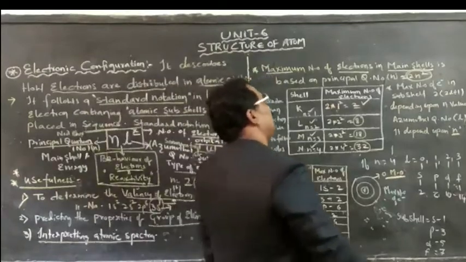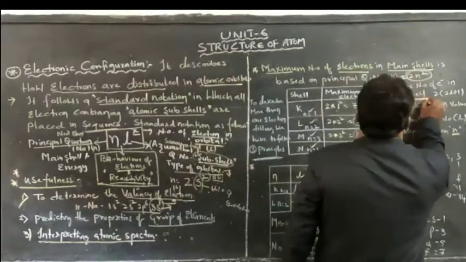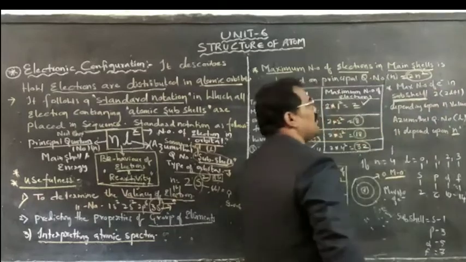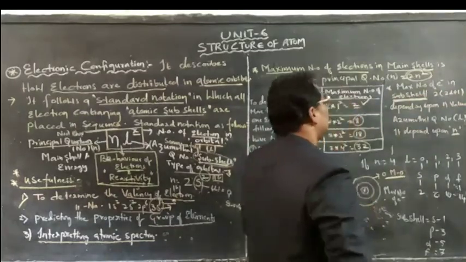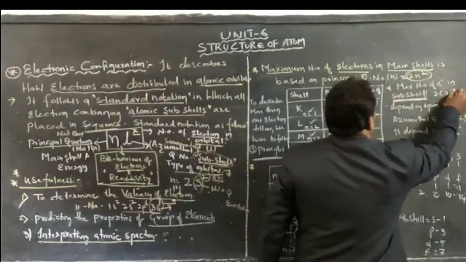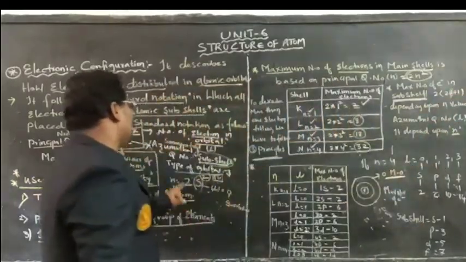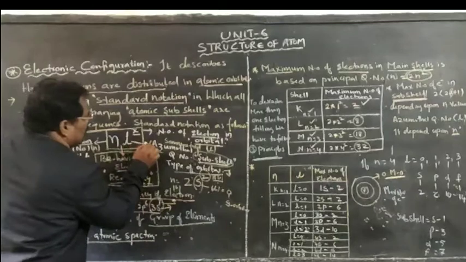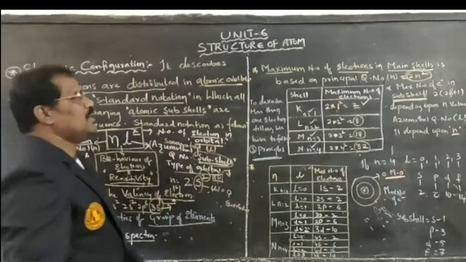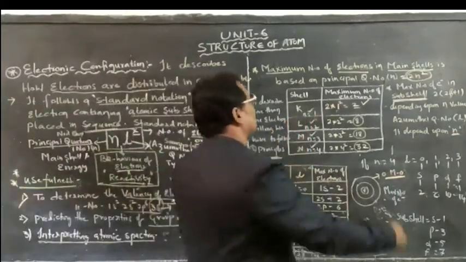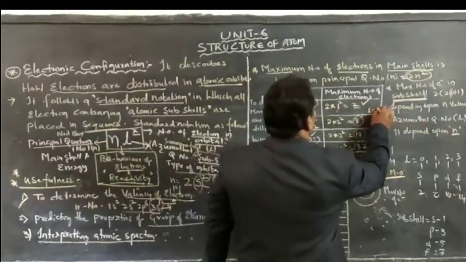Similarly, the maximum number of electrons accommodated in subshells is based upon a formula: 2 into (2l plus 1). What does the l value mean? It is the azimuthal quantum number. This azimuthal quantum number depends on what number? The l value depends on n. If n is equal to 1, what will l be? l is equal to 0.